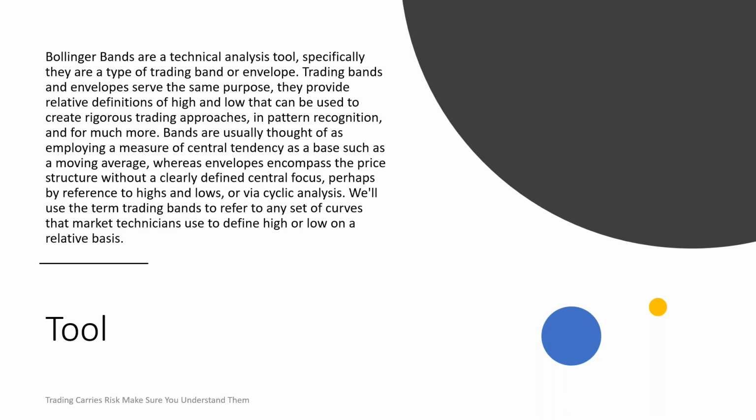Now, Bollinger Bands are a technical analysis tool. Specifically, they are a type of trading band or envelope. Trading bands or envelopes serve the same purpose. They provide relative definition of high and low. So let's go over and take a look at a real chart with Bollinger Bands on there. And hold on, I got one set up for us here.